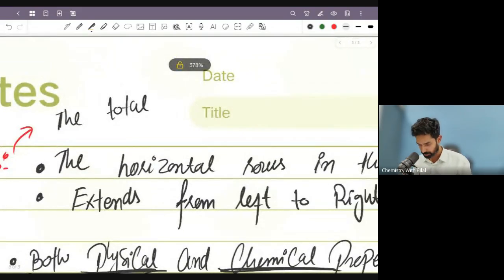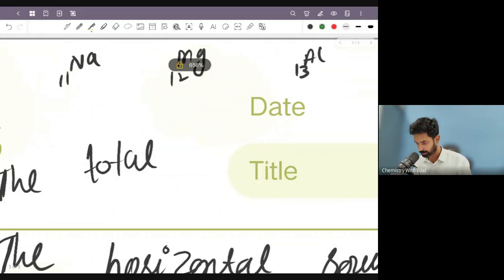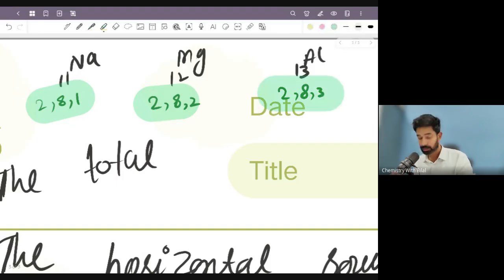For example, let's say we have sodium. The next atom is magnesium. The next atom is aluminum. They are atoms present in the same period. Let's write the configuration of sodium: 2, 8, 1. How many occupied shells? 3. 2 in the first shell, 8, and then 1. So a total of 3 occupied shells. For magnesium, it is 2, 8, and 2. Again, the total number of occupied shells remains 3. For aluminum, it is 2, 8, 3. So in the period, the total number of occupied shells remains the same.